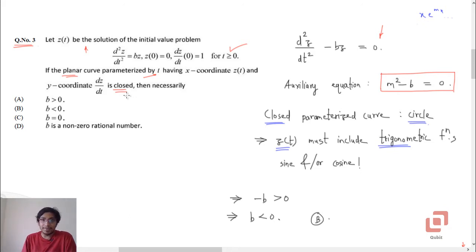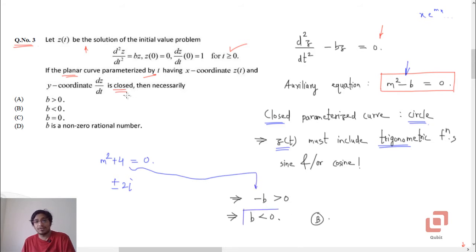Okay, I mean the curve and the function and its derivative, which means negative b must be positive. Okay, we know, if we have an equation of this kind, m squared plus 4 equal to 0, then the roots are complex. Okay, the roots are imaginary, plus or minus 2i, and therefore b, which in this case is minus 4, minus b has to be positive, so b has to be less than 0, hence option B.